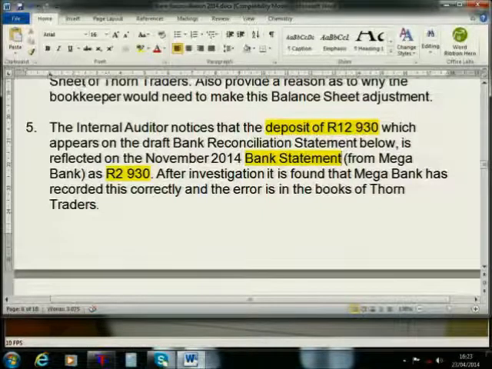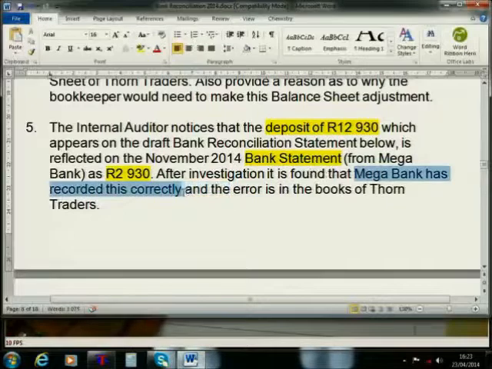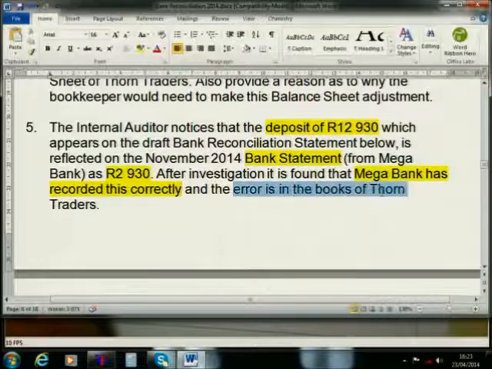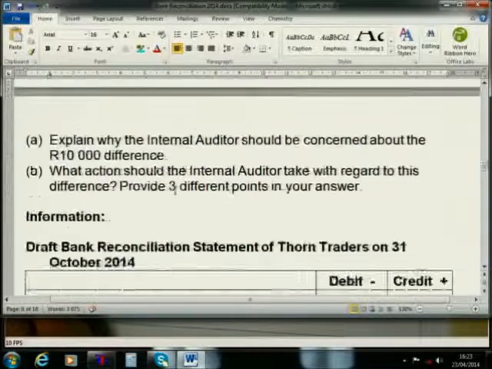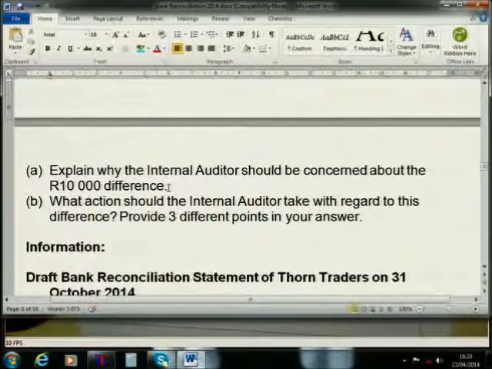But after the investigation, it is found that Mega Bank has recorded this correctly. Can you see that? Because the bank will not make an error. So it was correctly on the bank statement, but the error was made in the books of Thorn Traders. So we made the mistake. In our books, the mistake was made. So what is the problem now? The 12930 in the CRJ, that was on the credit side of the bank reconciliation statement, is wrong. Explain why the internal auditor should be concerned about the 10,000 Rand difference.